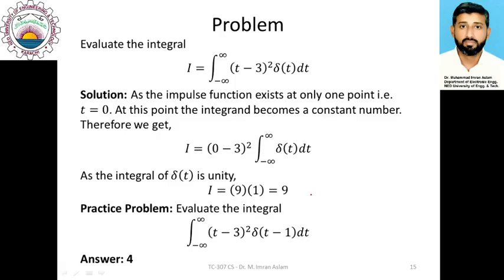For a practice problem, I have given another integral, and I want you to evaluate it, and the answer is given as 4. For this integral, you should realize that it does not exist at t equal to 0, rather it exists when t minus 1 is equal to 0, because the delta function exists whenever the argument becomes equal to 0. So this integrand would exist at the point when t minus 1 is equal to 0. This is one hint from my side, and after that you may be able to evaluate the integral.